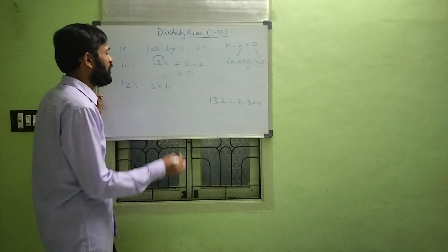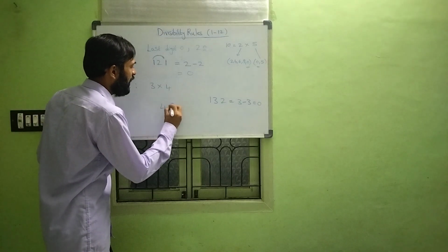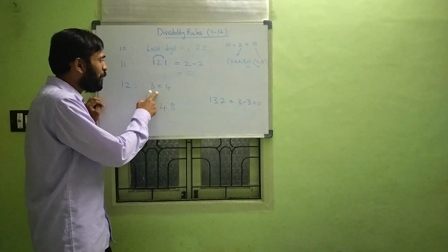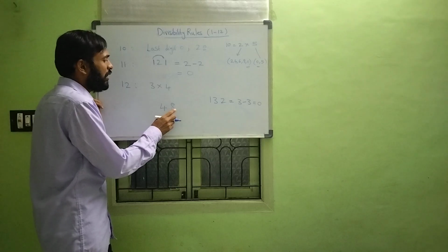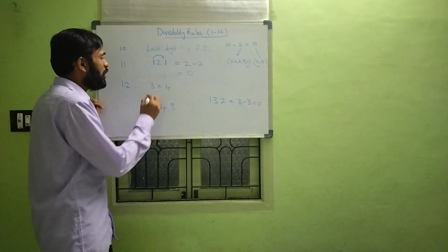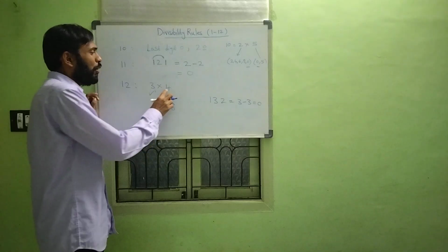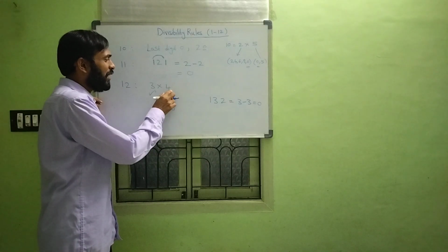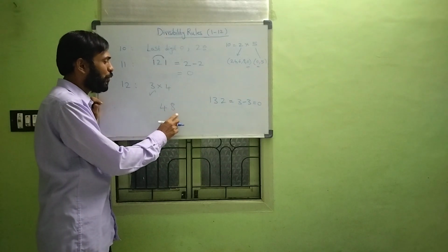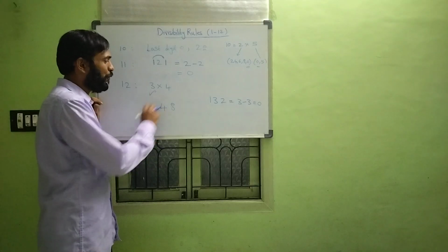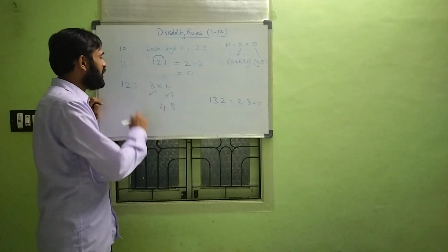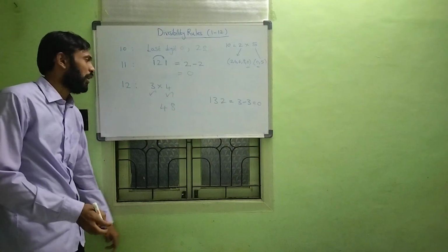For example, let's take the number 48. Let's see whether it is divisible by 3. Add the digits. 8 plus 4 is 12. So it is divisible by 3. Next let's see whether it is divisible by 4. 4 ones are 4, 4 twos are 8. This is divisible by 4. And now you can say the number is divisible by 12.